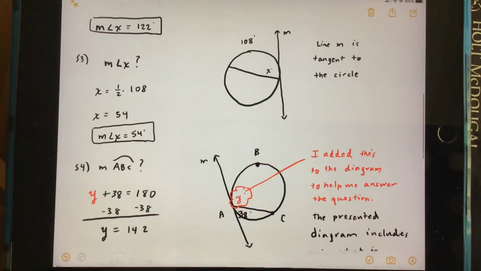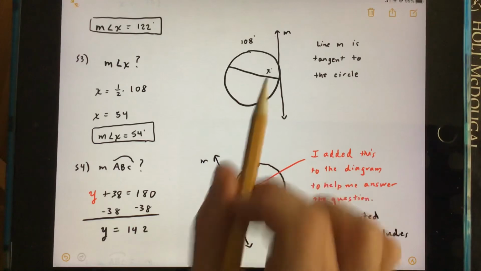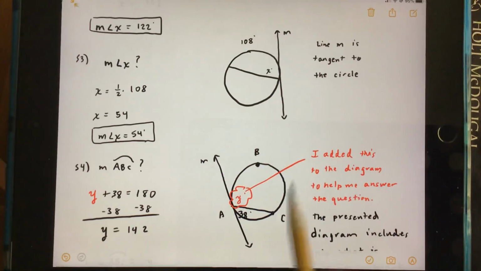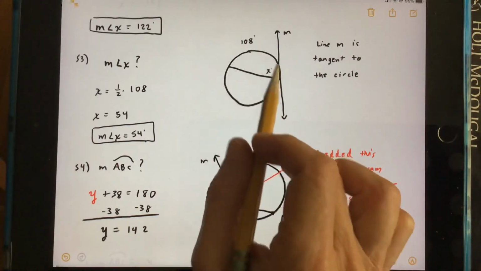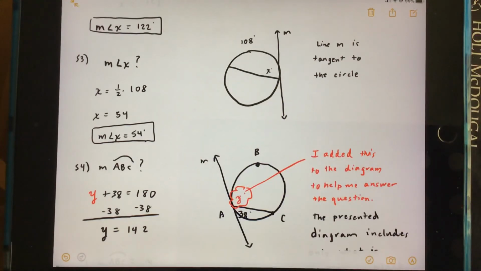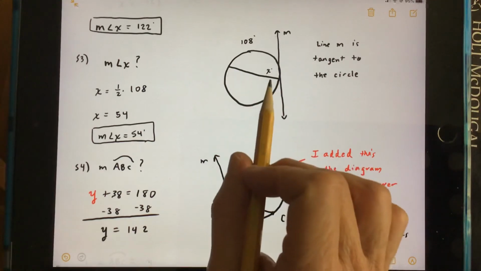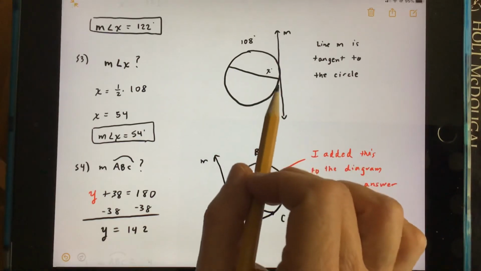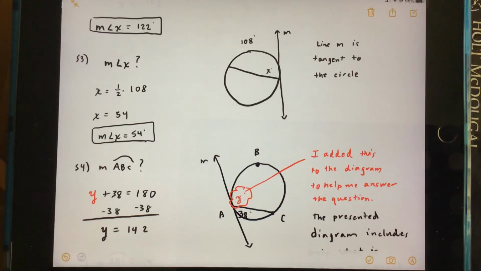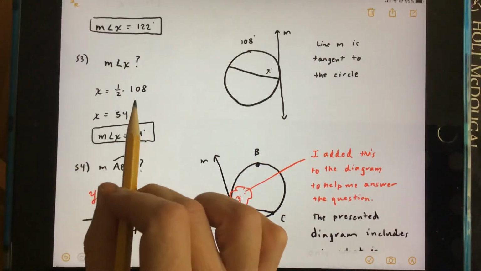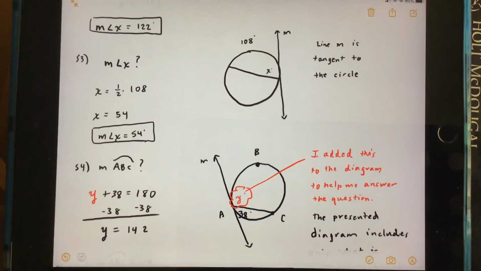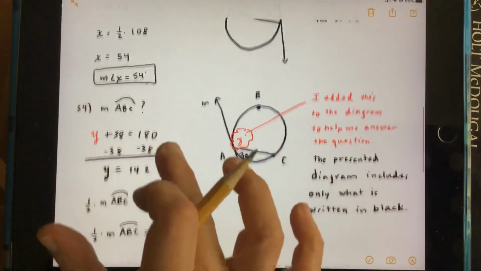Sample 3. In sample 3, we're finding the measurement of this angle x here. We're told that this line M is tangent to the circle, and this intercepted arc here is 108 degrees. So again, the relationship for our tangent lines to our circles is that the intercepted arc will be twice as many degrees as the angle, or the angle is half the number of degrees of the intercepted arc. So x is half of 108 degrees, half of 108 is 54, therefore the measurement of angle x must be 54 degrees.